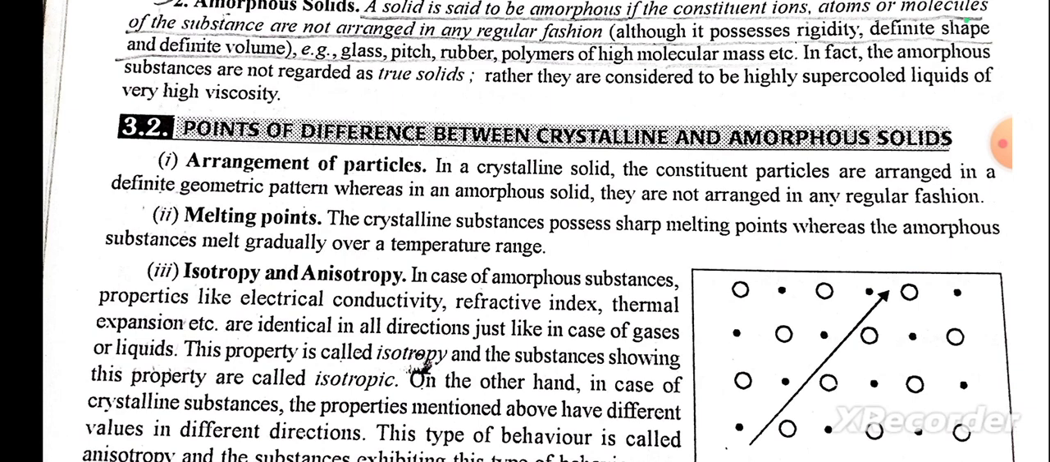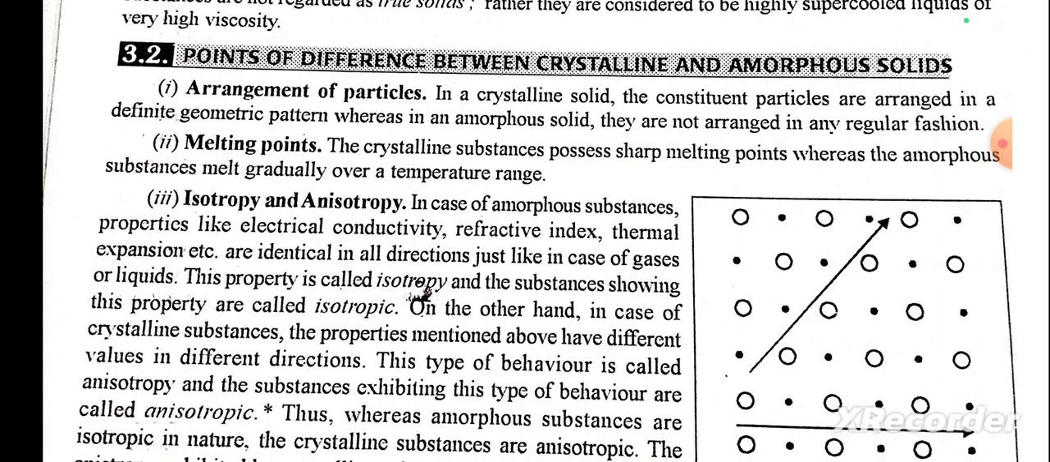Points of difference between crystalline and amorphous solids. First, the arrangement of particles. In a crystalline solid, the constituent particles are arranged in a definite geometrical pattern, whereas in an amorphous solid they are not arranged in any regular fashion. Second, melting point. A crystalline substance possesses a sharp melting point, whereas an amorphous solid melts gradually over a temperature range.